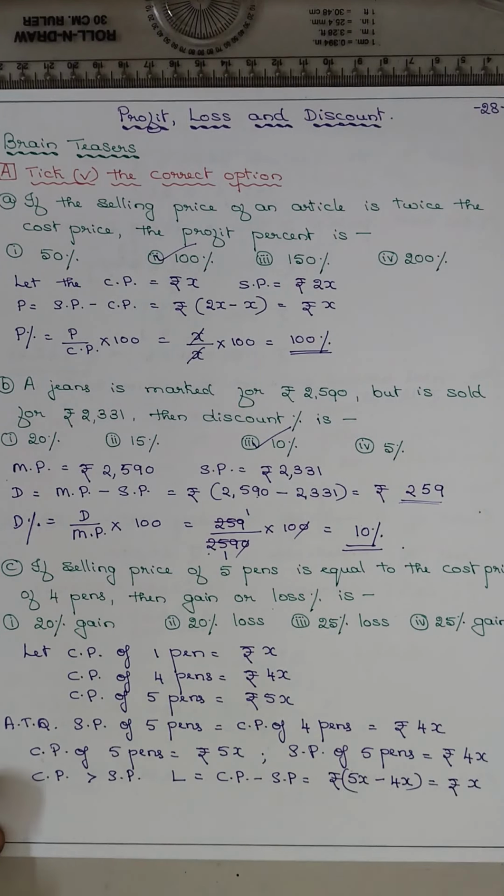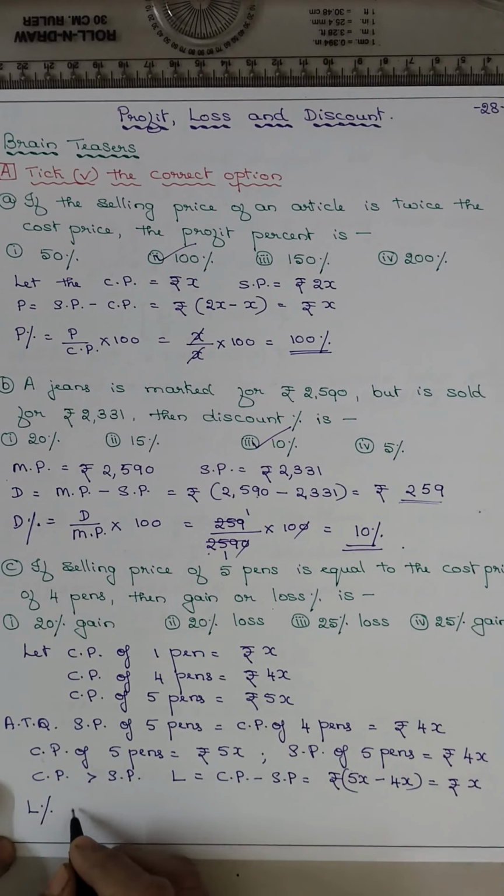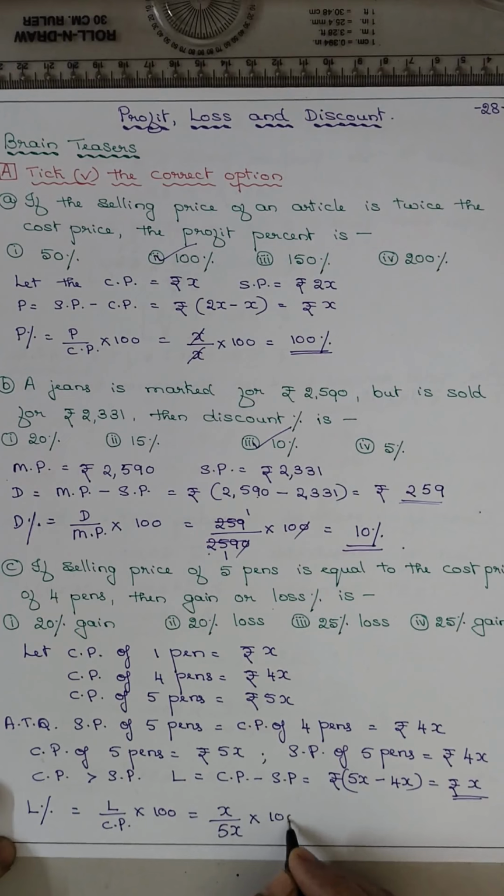Now they have asked the gain or loss percent. It is loss. So loss percent is equal to loss upon CP into 100. Loss is x. CP is how much? 5x, into 100. The x's get cancelled. 5 ones are 5, 5 twenties are 100. So it is 20%. So it is 20% loss.